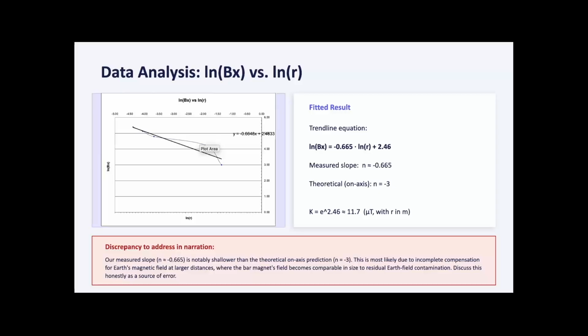The theoretical prediction for the on-axis field is n equals negative 3, meaning the field should fall off much more steeply with distance than what I measured. My measured slope is notably shallower than what the theory predicts. The most likely explanation is incomplete compensation for the Earth's magnetic field, especially at larger distances where the bar magnet's own field becomes small and comparable in size to any small residual Earth field contamination in my x component reading. Small alignment errors that are negligible up close become significant far away, which would flatten the apparent slope.